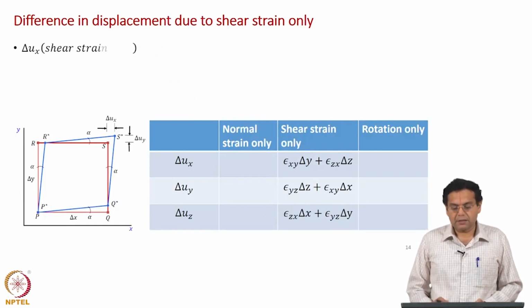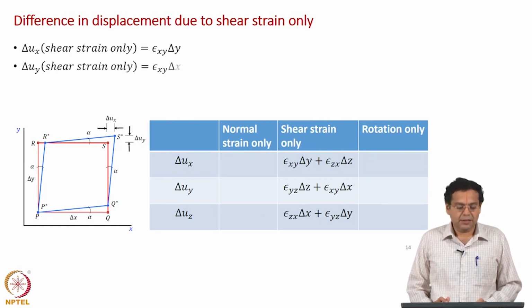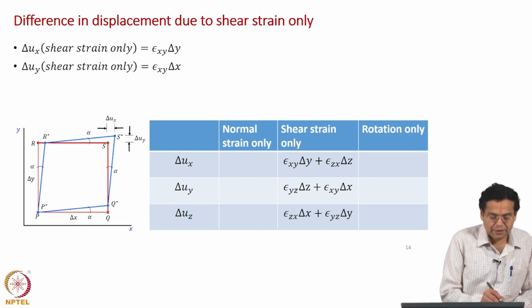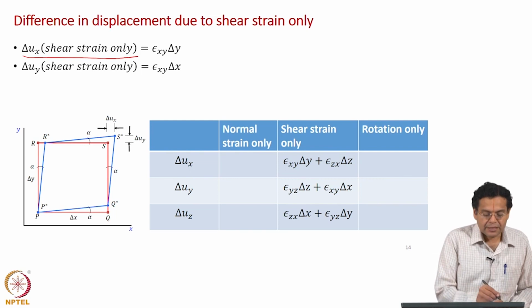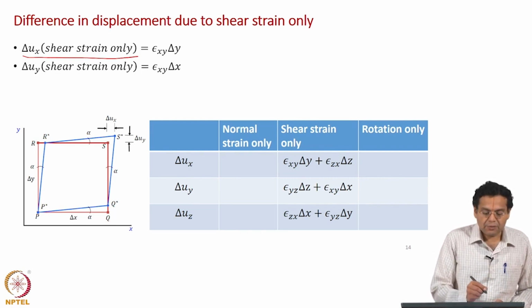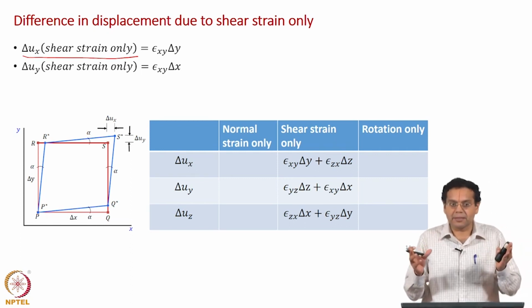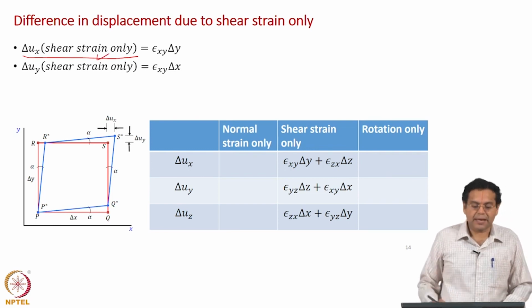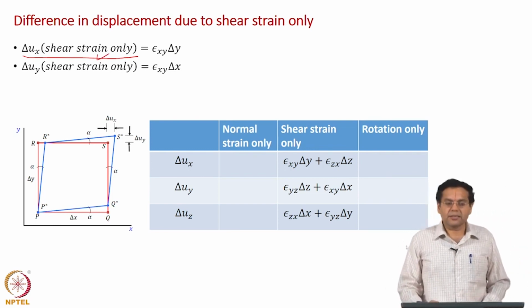Just complete for other directions. Okay. This expression which we have written in the previous slide: difference in x displacement due to shear strain only, difference in y displacement due to shear strain only. The nomenclature has been made very clear. Difference in displacement in the x direction, so delta ux. Now, we are considering not the total difference in displacement, we are considering only that due to shear strain only. That is why within the bracket it is written as shear strain only.